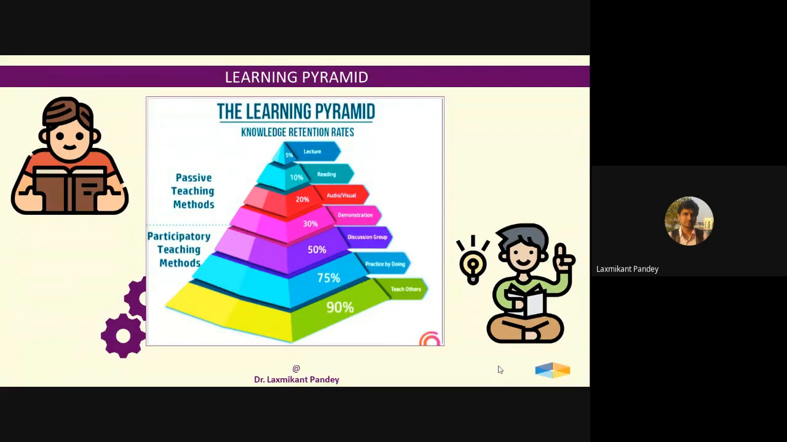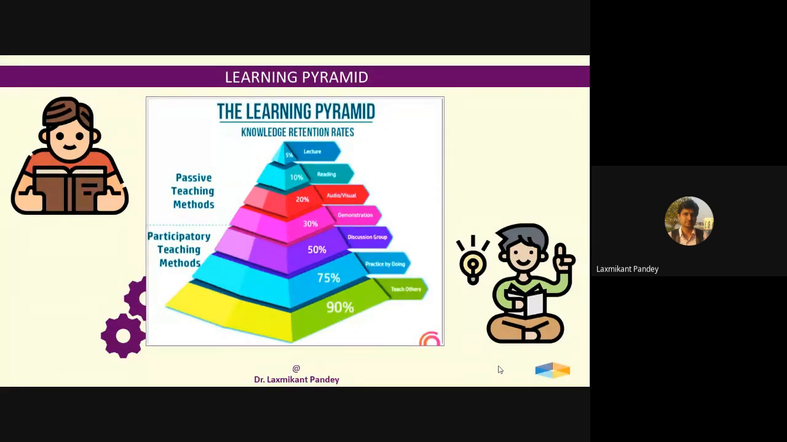And if the student is reading, as I told you, nowadays the students' reading habit is gradually decreasing, meaning they are not reading the books. This is one of the demerits of nowadays students. So this is not a good thing. If the student is reading, the retention of knowledge is 10%. And if he's listening or seeing some information, the retention of knowledge is 20%.